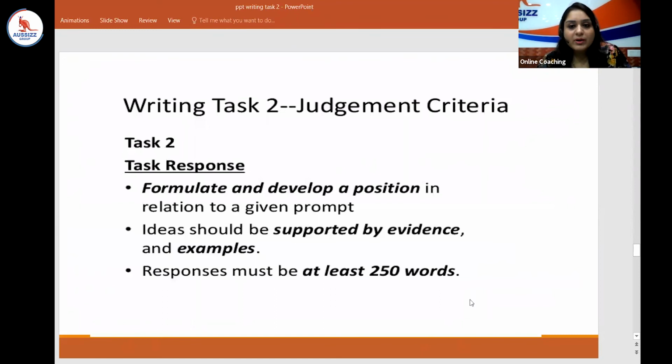Ideas should be supported by evidence and examples. See, I have already mentioned that I have mentioned examples in the body paras. So do mention the examples. It will be very beneficial for you. Third, responses must be at least 250 words. Always you have to go beyond 250 to 280. So if you're writing in this particular range, your thoughts will be so organized.